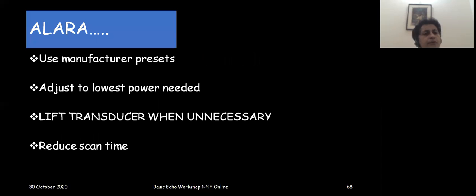In order to do this, ALARA, we need to use manufacturer presets. The manufacturers preset certain images. It could be pediatric, adult, vascular, abdomen. We need to use those presets, adjust to the lowest power needed, and lift the transducer when unnecessary, particularly when doing Dopplers. Once the Doppler image has been acquired, take your probe off and then make the measurements. If the probe continues to remain on, there are energy beams going through the baby, and we need to reduce the scan time and not scan for extensive durations.